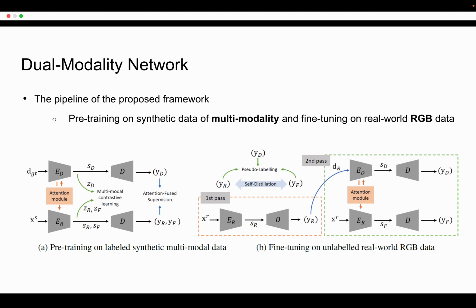To this end, we propose a dual modality network. Its pipeline consists of two stages. One is pre-training on synthetic data of multimodality, and then we have fine-tuning on real-world RGB data.